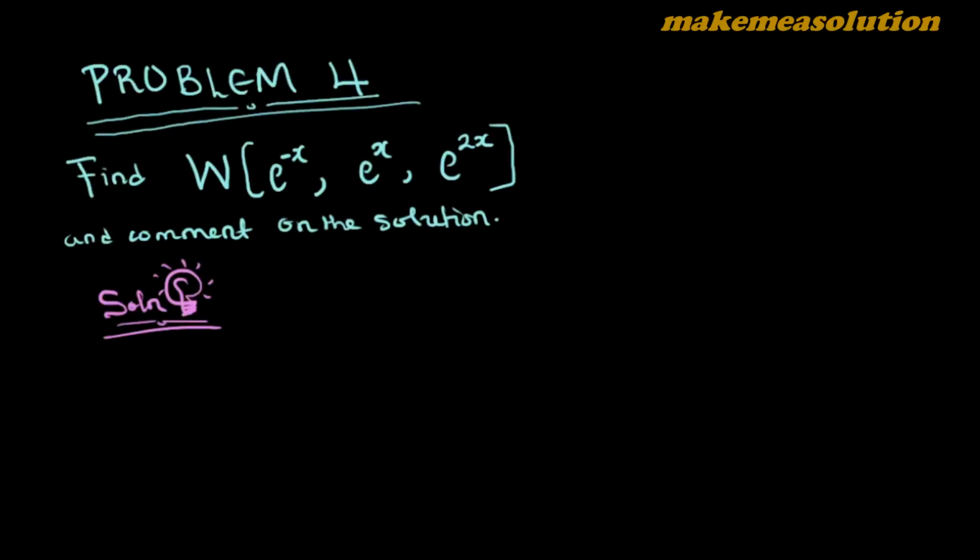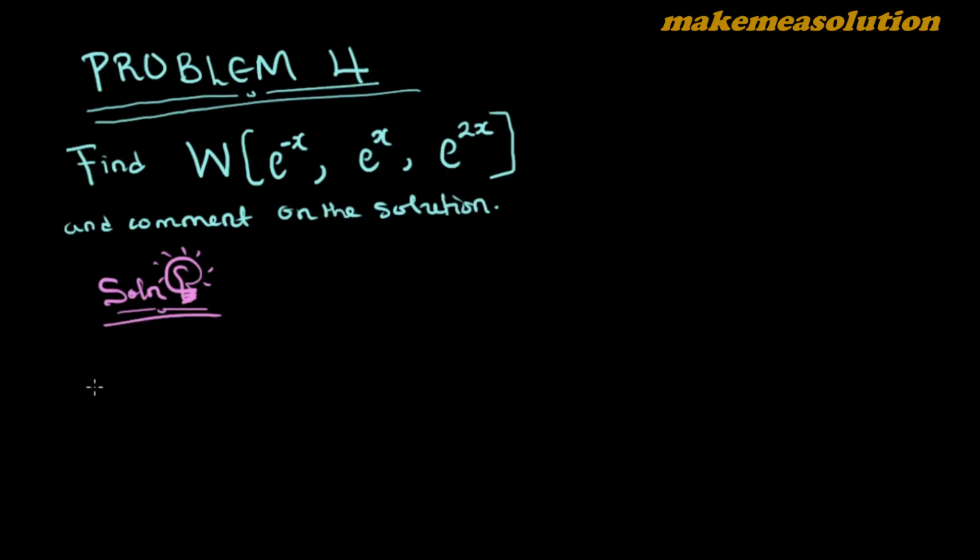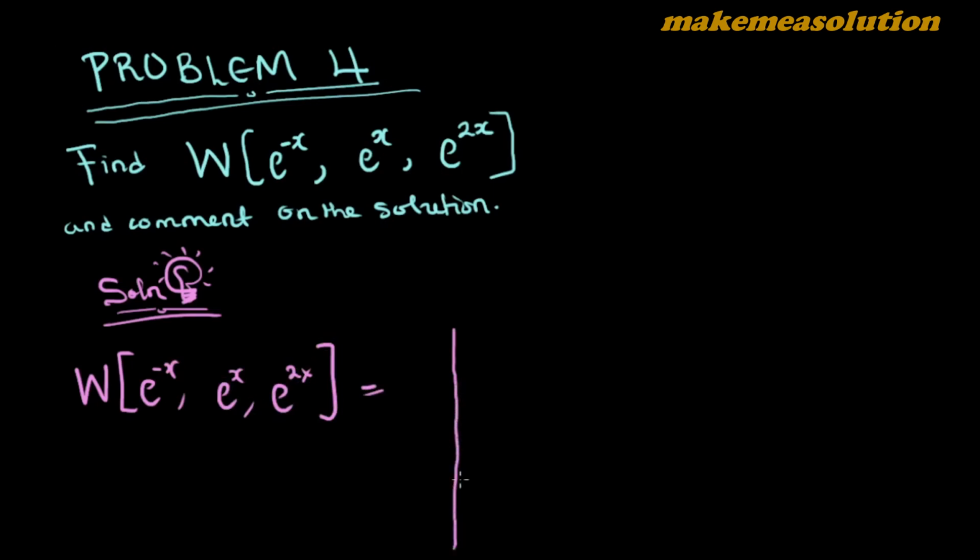Example: we are to find the Wronskian of exponential negative x, exponential x, and exponential 2x. So how do we determine the Wronskian of these particular values? Let's begin. We have our Wronskian of exponential minus x, exponential x, and exponential 2x is going to be the determinant matrix formed thus.